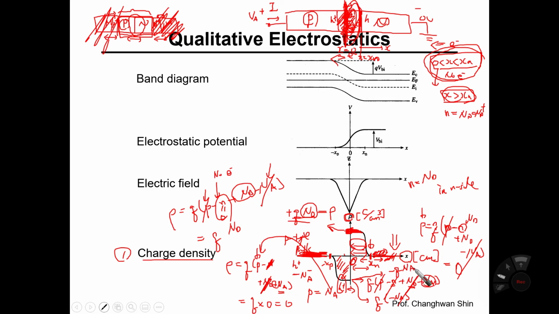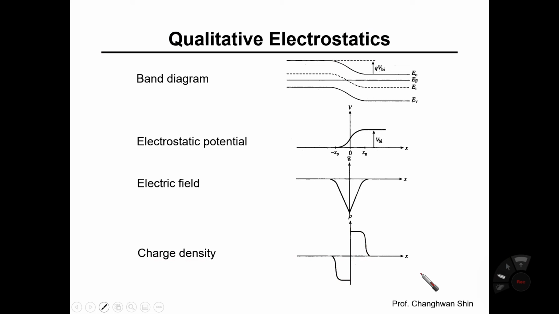Right, almost done. Let me erase my notes and clarify the y-axis, the y-intercept. Here Q times Nd, here minus Q times Na, and this is Xn, and that is minus Xp. In this depletion region, the charge densities are well separated: a positively charged area has been formed on the N side, and a negatively charged area has been well set up on the P side.